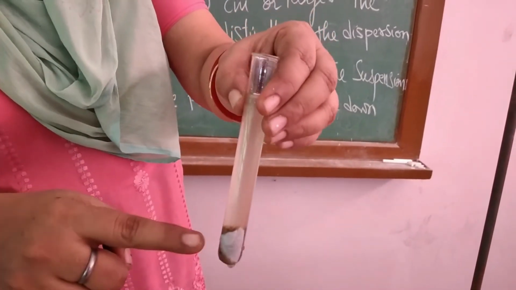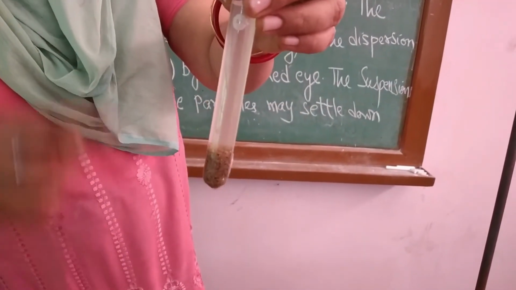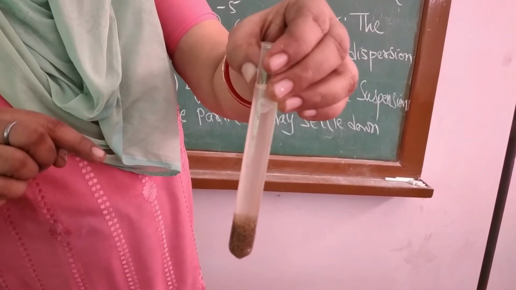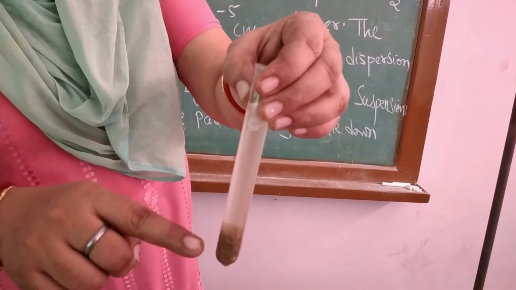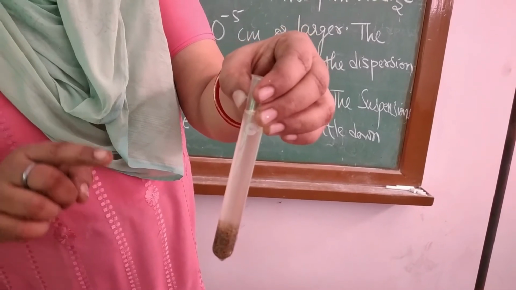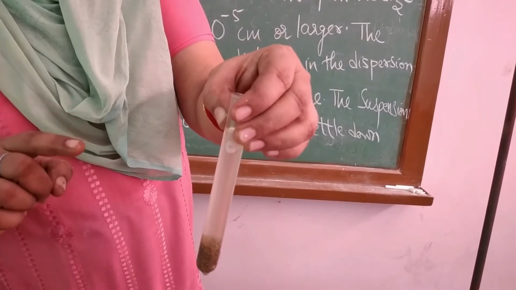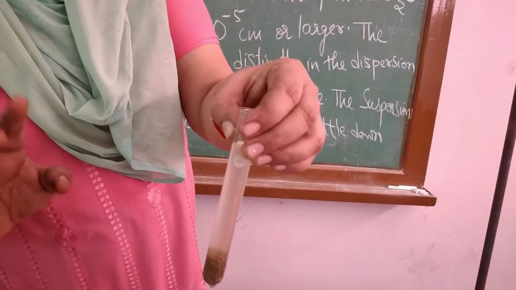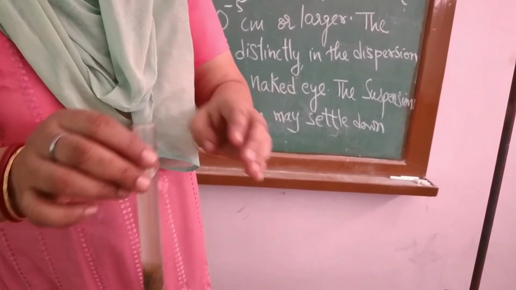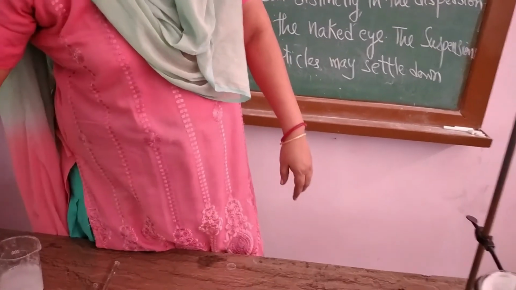Now children, you can see here, a white paper is there on this side. From this side, is it visible to you? The answer might be no, because the sand particles do not allow it. It is not transparent, it is translucent or totally opaque, so it is a suspension. Now we will see the filter paper, what residue has been left out.